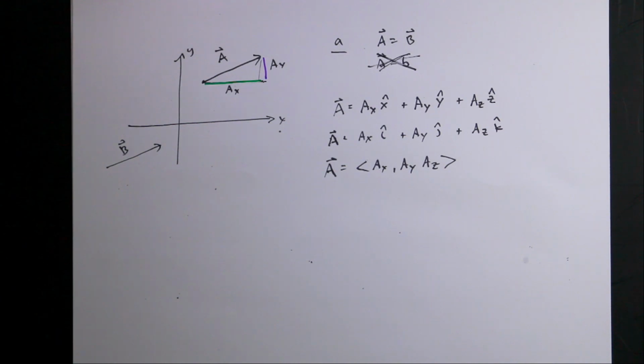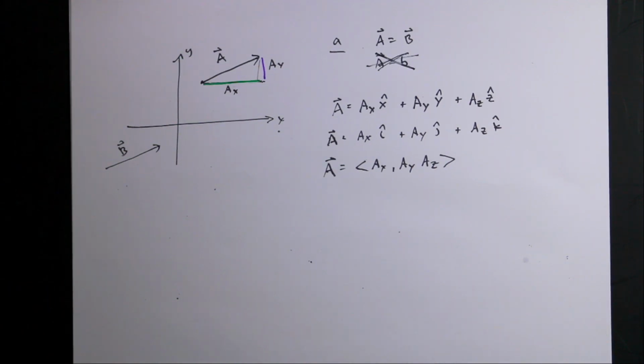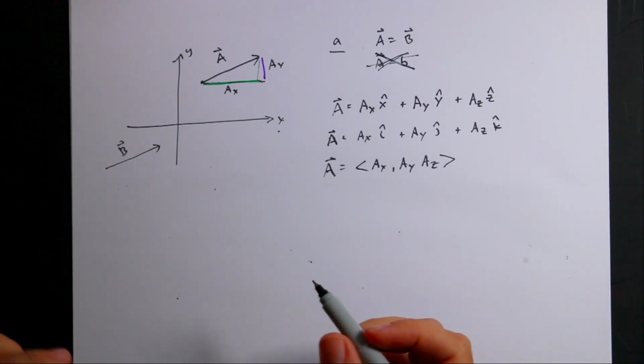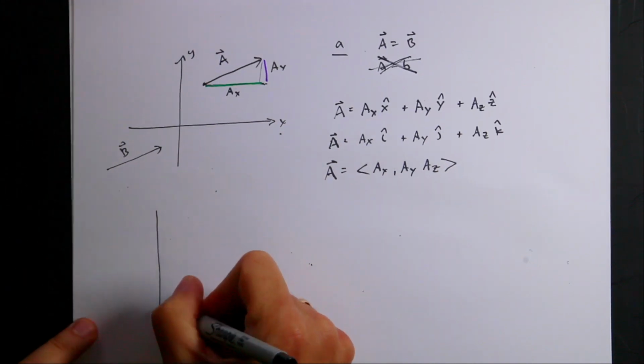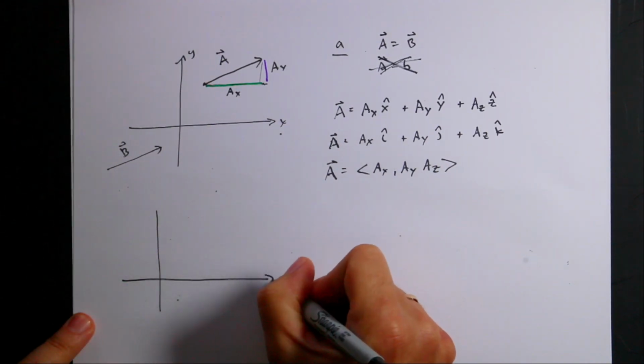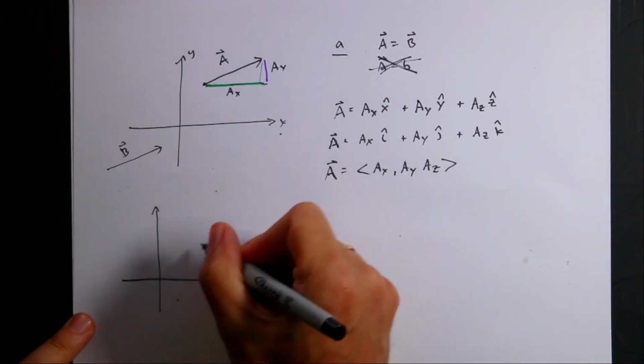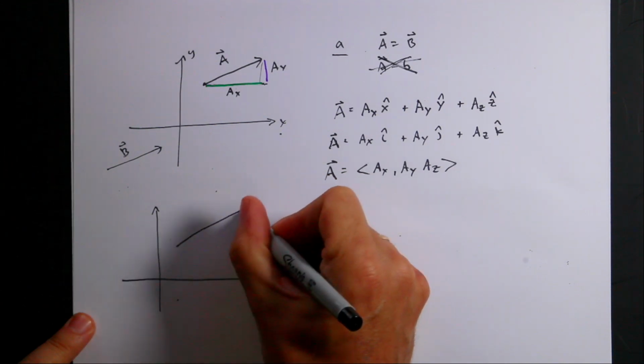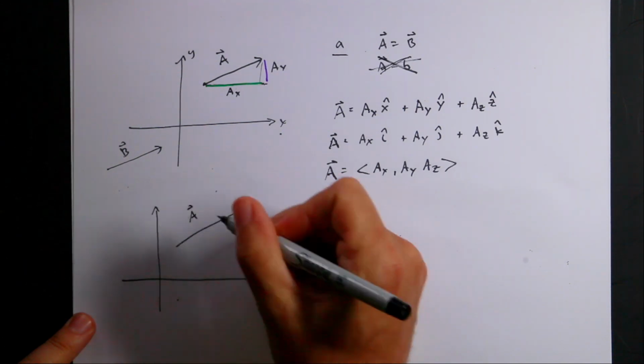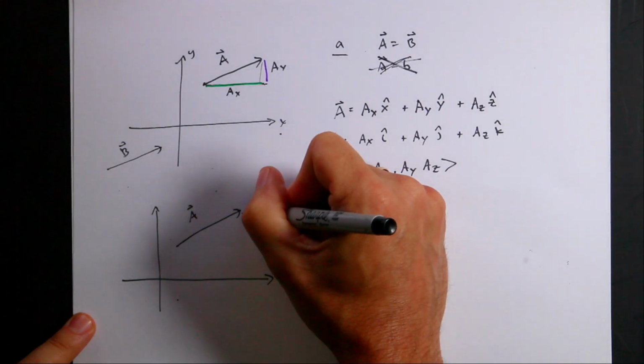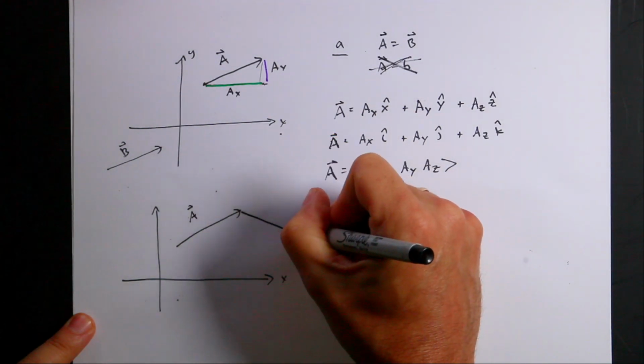Okay. So where am I? That was how do you represent vectors? Okay, adding and subtracting vectors. Let's start by adding two vectors graphically. So let's say this is the x, the y, I have the vector A, and then the vector B. I'm going to put B right here.